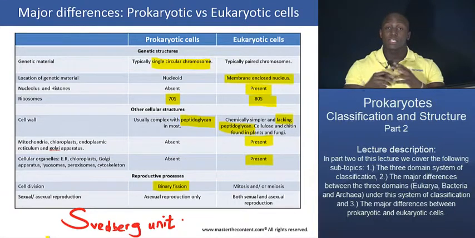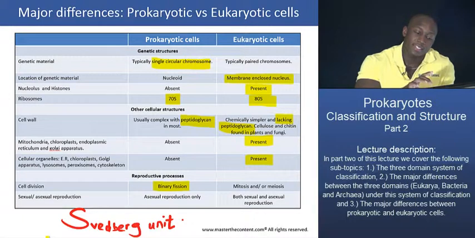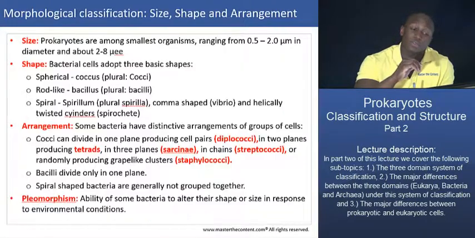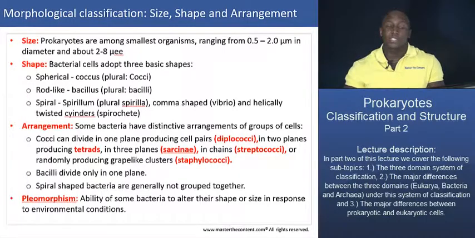Now, prokaryotes can only reproduce asexually, although they do have mechanisms through which they can share genetic material. We'll talk about that later on in this lecture. Whereas eukaryotic cells can reproduce both sexually and asexually. So what I want us to do next is move on from bacterial taxonomy and head into bacterial morphology. So we're going to talk about the morphological classification of bacterial cells.